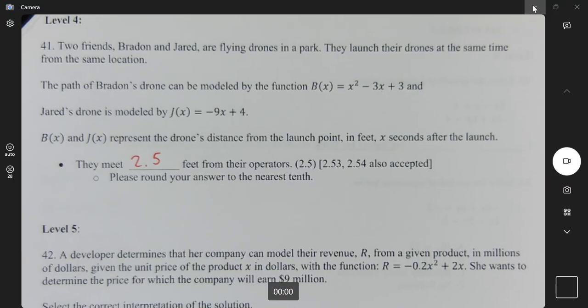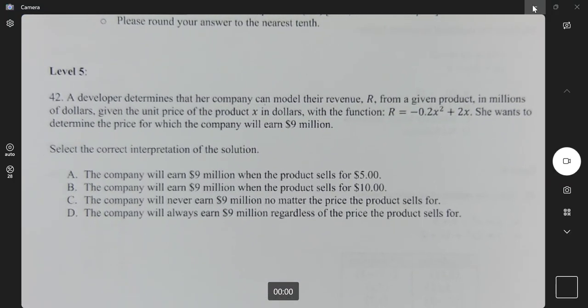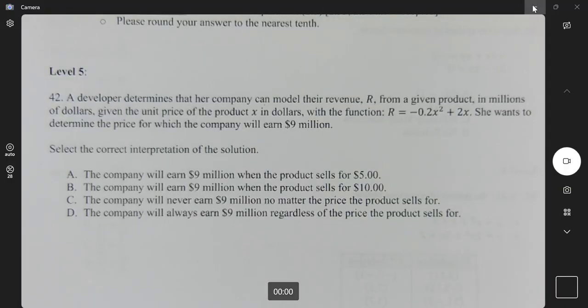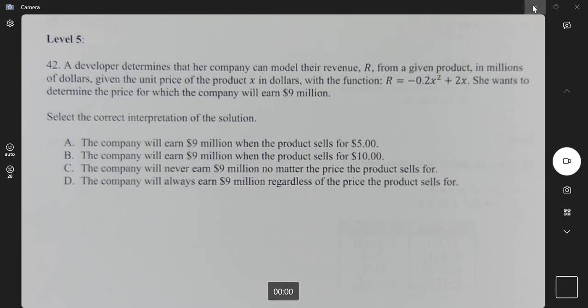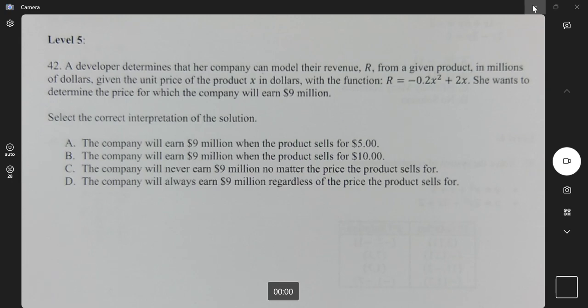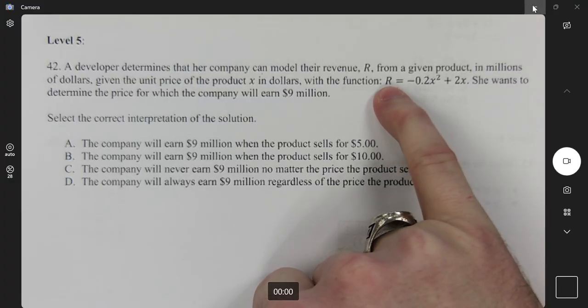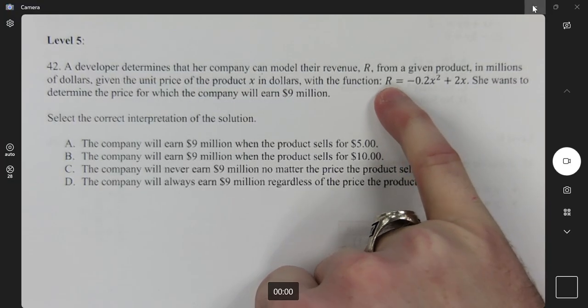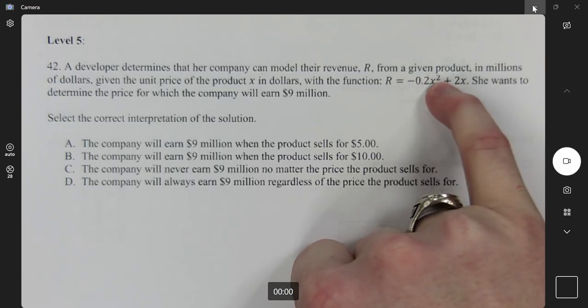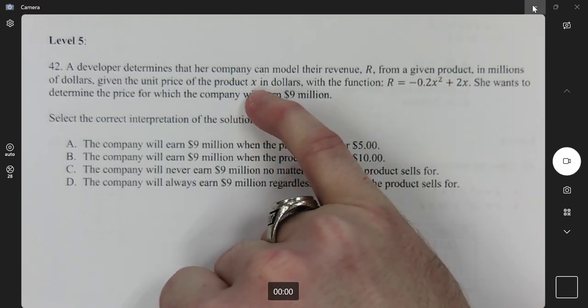Speaking of Desmos, we're going to use it to tackle this question, and it's supposed to be a level 5 question. Not with Desmos, it's not. A developer determines that her company can model their revenue. I can read. Who said I can't? Revenue R from a given product in millions of dollars, given the unit price of the product X in dollars with this function. So R is how much money we're making, or bringing in, I should say, and X is the price of the object we're selling.